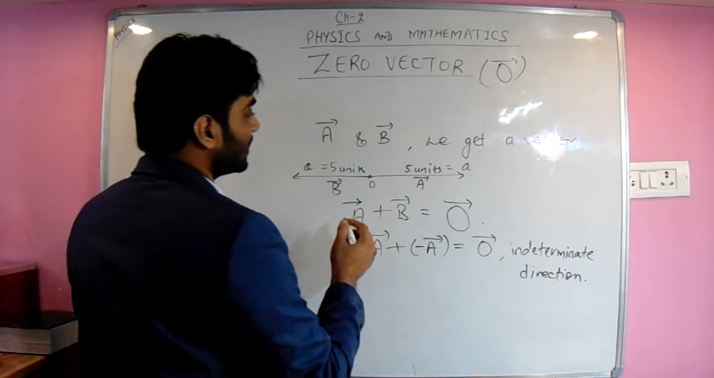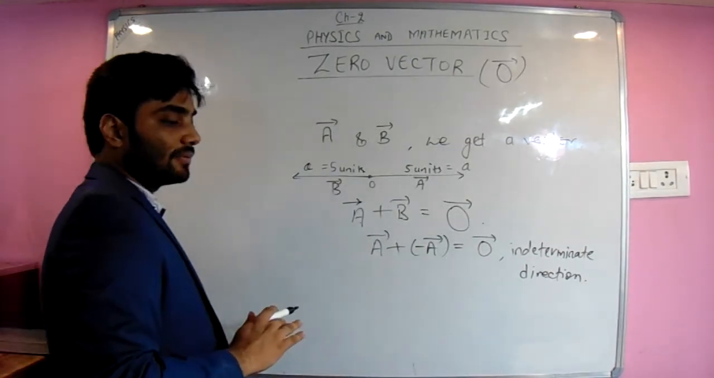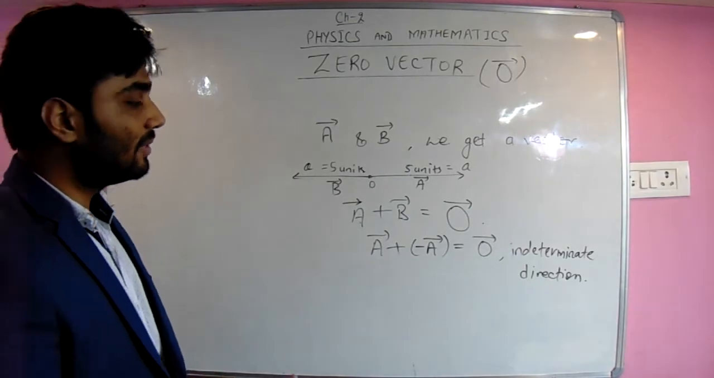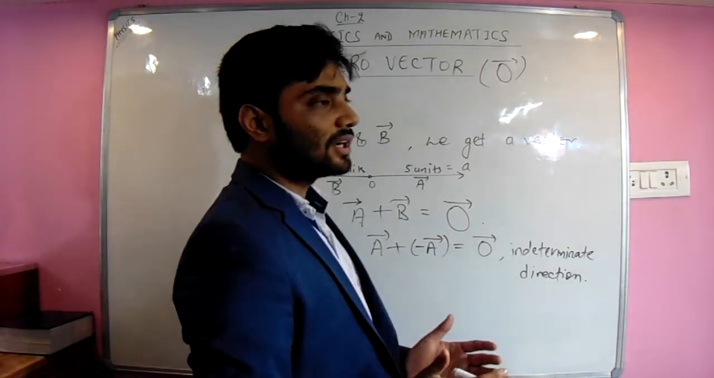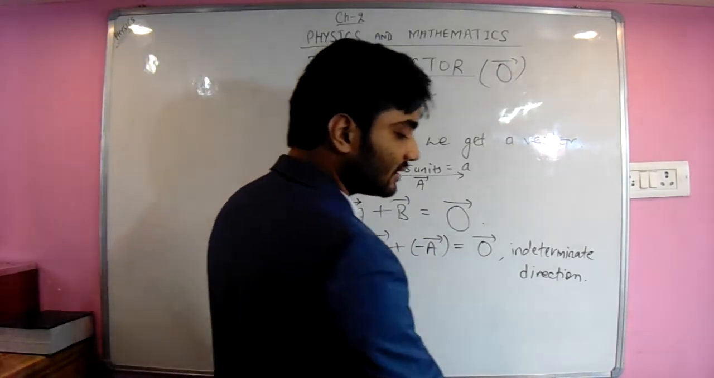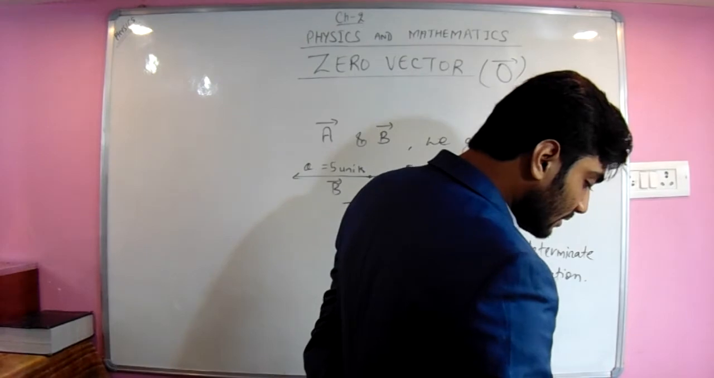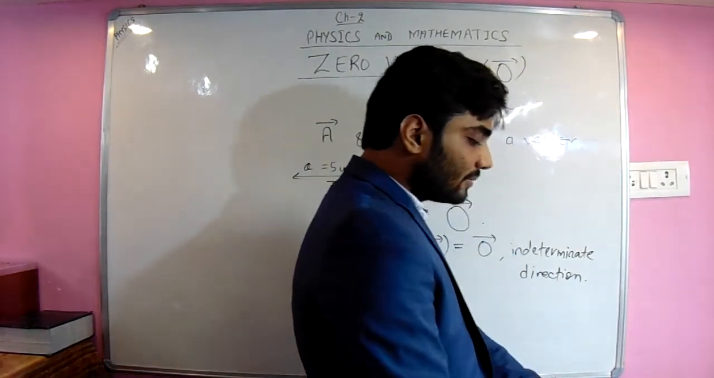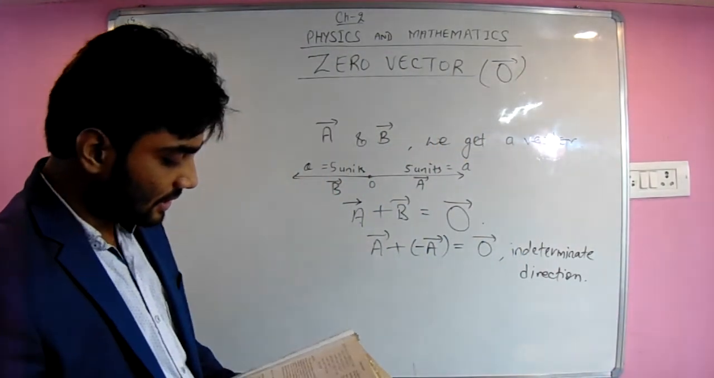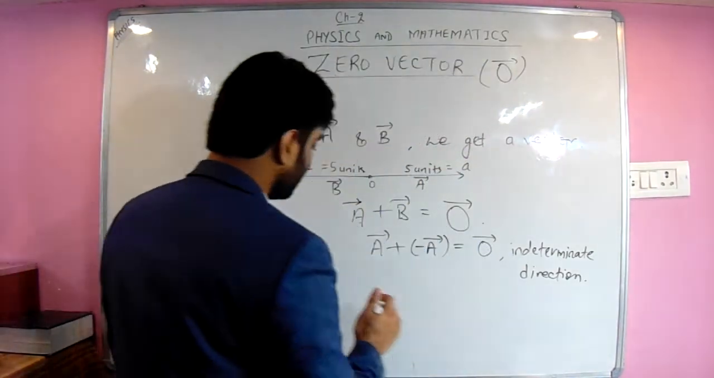So these are the properties of this vector. This is called the zero vector. There is no strict definition of zero vector, but we have understood the concept. That is important; the definition is not so important. So here we write this down. Okay, zero vector concept.